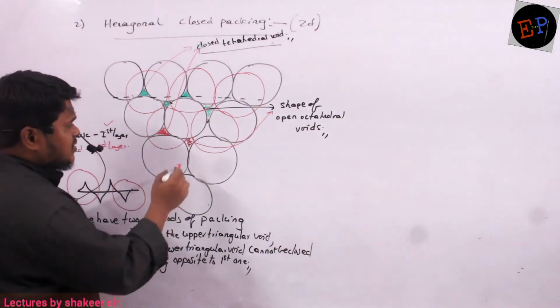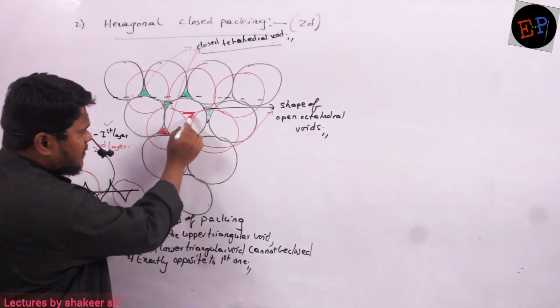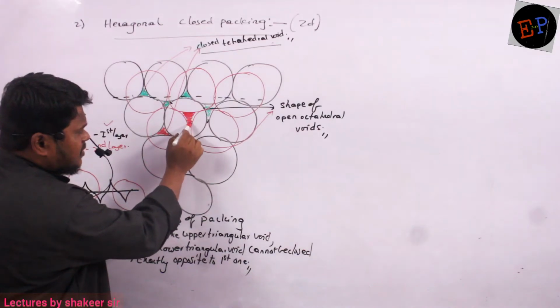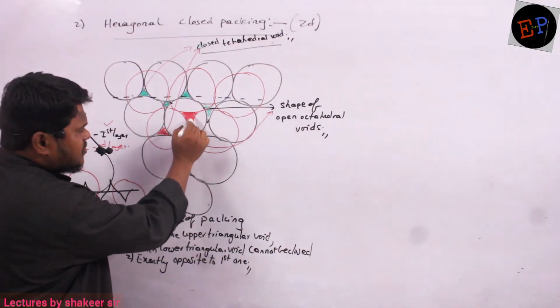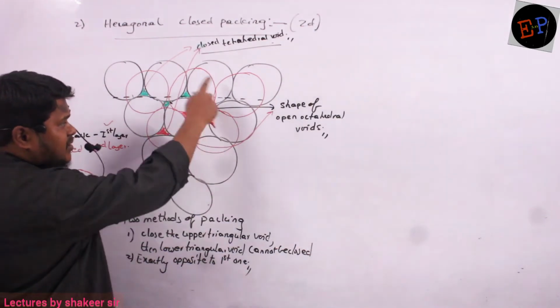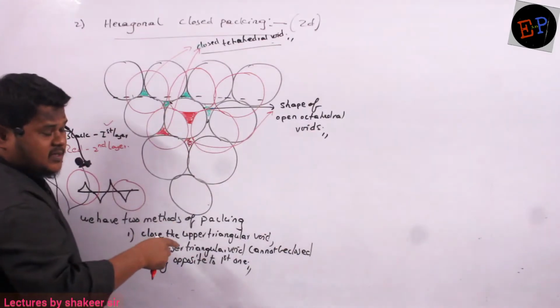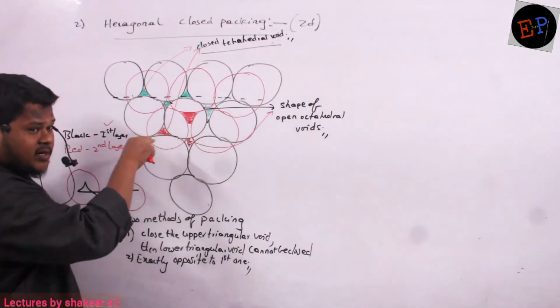And once you see here, here also there is one more void which is created, no? This void. What about this void? Is it present in the first layer or is it present in the second layer? This void is present between red color atoms, no? Where is this void? It is present in between red color atoms. It means this void is present in the second layer.